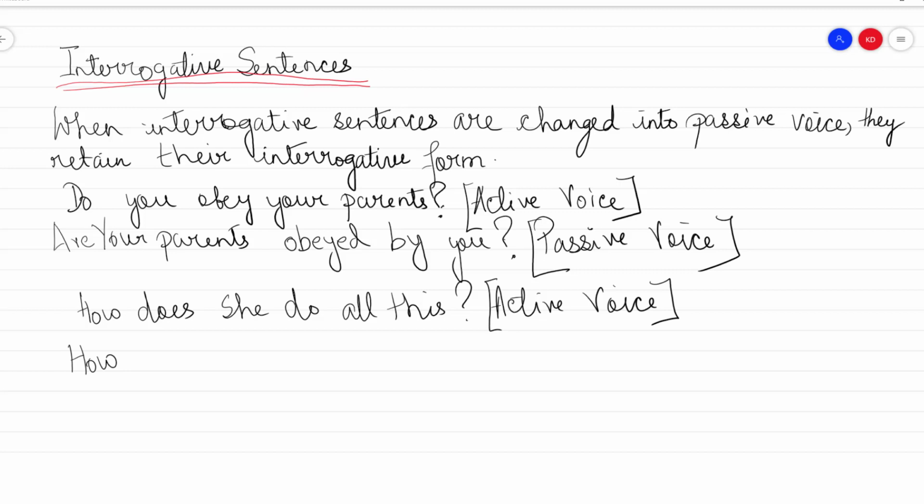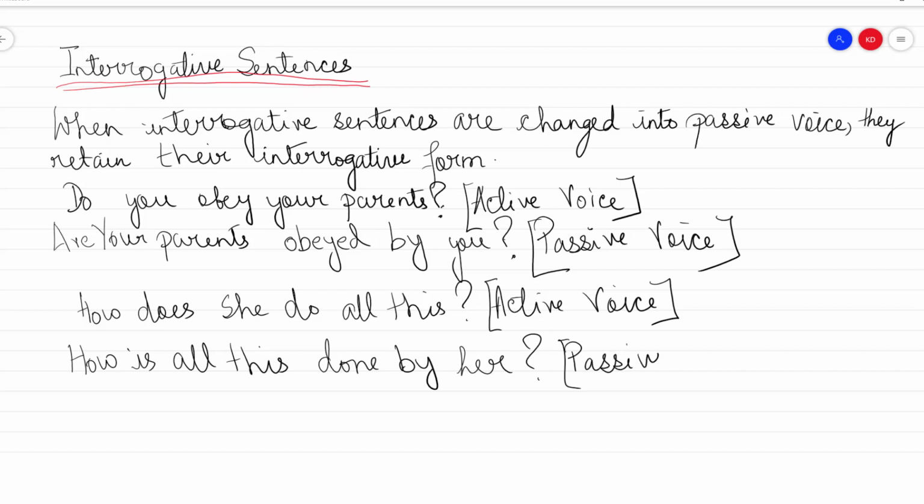So how, all this, okay, all this is my active object in the sentence. So how is all this done? This do will become done. You have to add the word by, and again we have a personal pronoun in our subject, so she will turn into her. How is all this done by her? This is our passive voice.